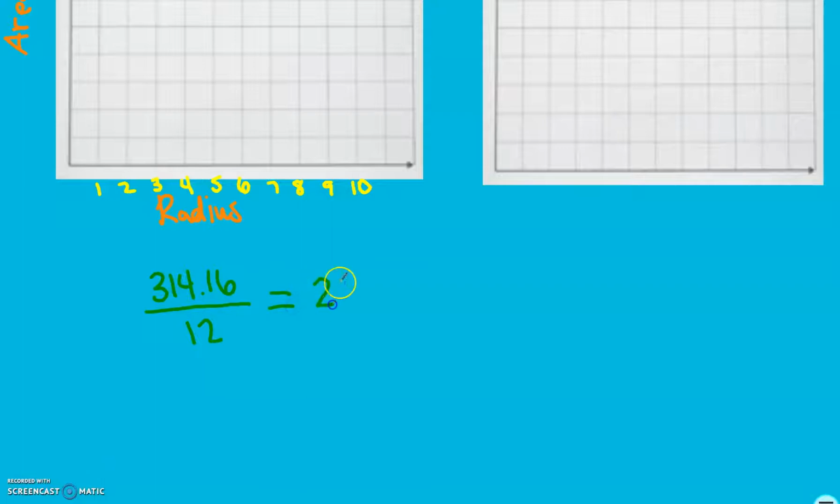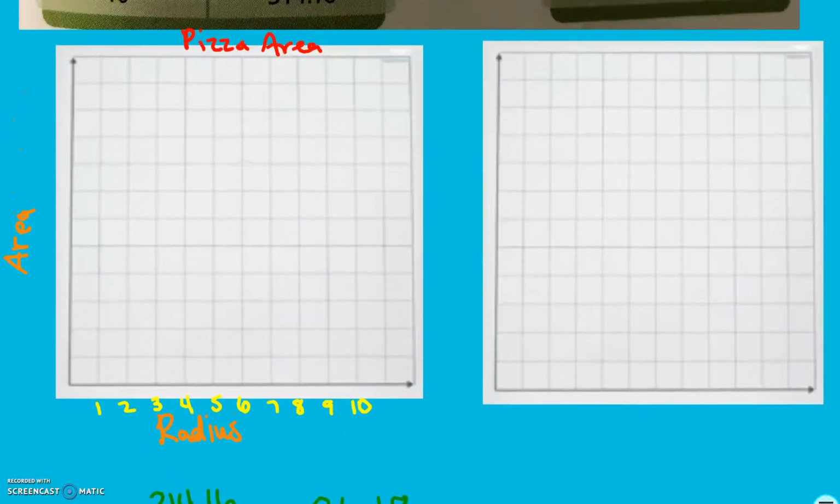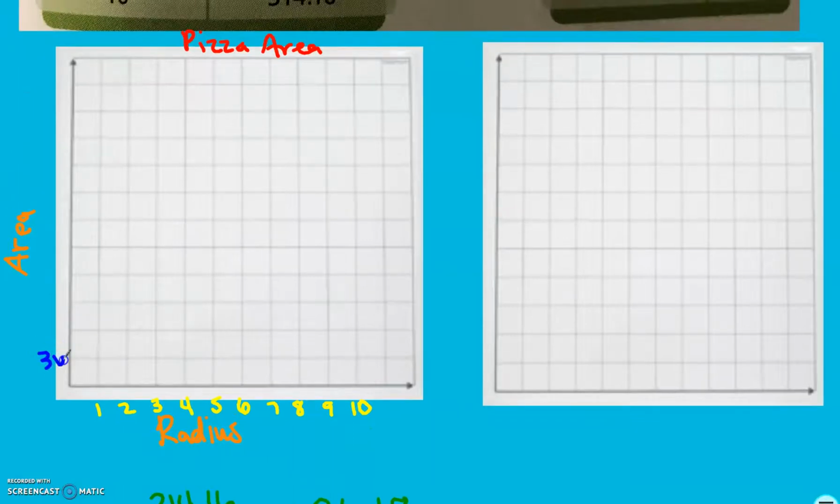And when I do that, I get 26.18. We don't necessarily probably want to count by 26.18, so it has to be at least that much because we have to cover that whole ground. Here I'm going to go up to 30s. They're fairly easy to count with, and we can approximate fairly well with them. So I'm going to count by 30s. And now we can graph our points.